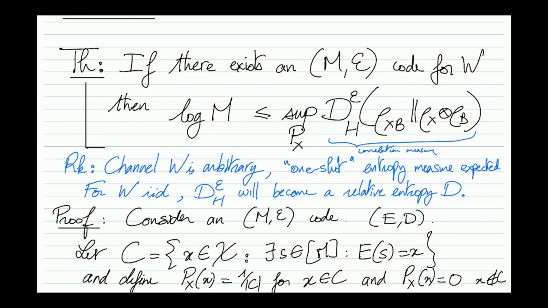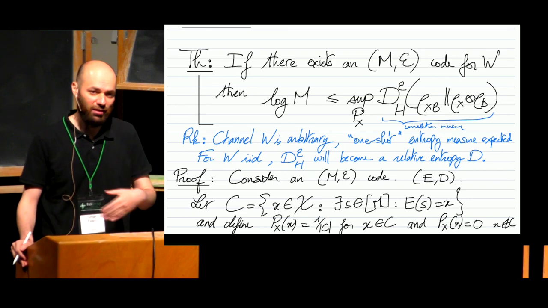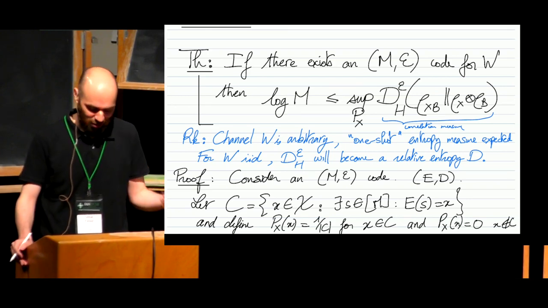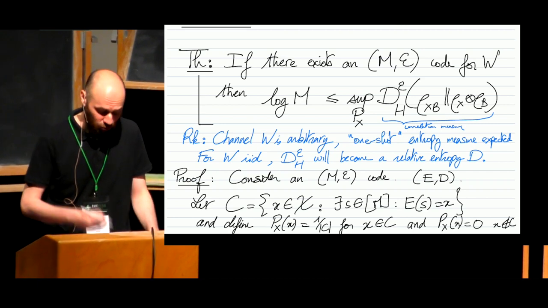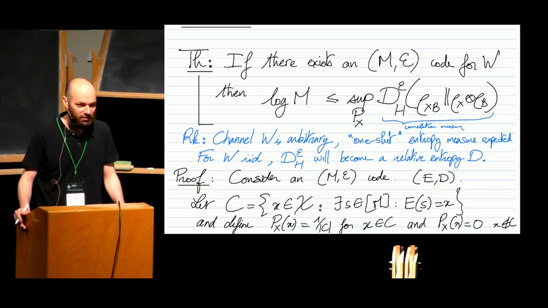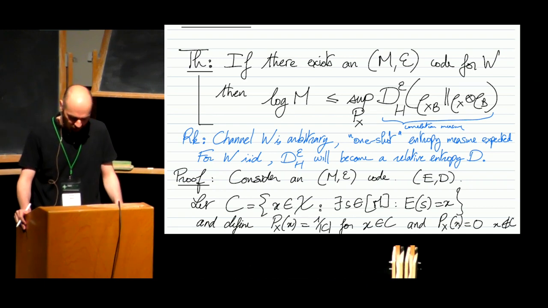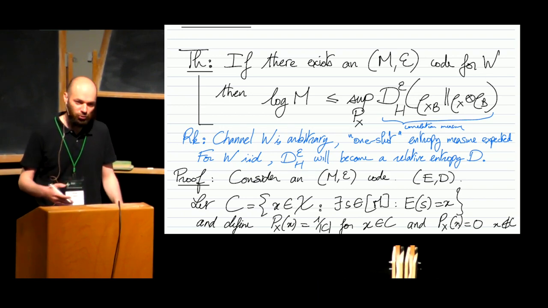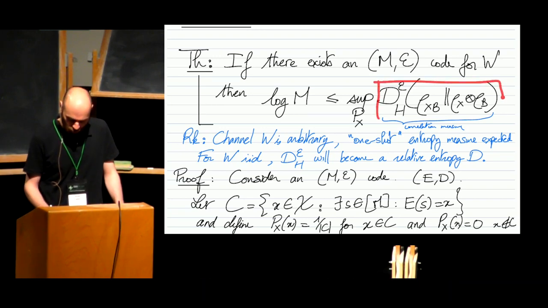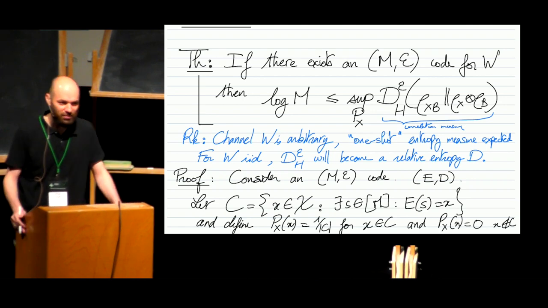Just a comment I wanted to make is that notice we're in what is sometimes called the one-shot setting, where the channel W is completely arbitrary. So it's natural to characterize how well we can do in terms of what I called one-shot entropies, and not the usual von Neumann entropies that you might be more used to. And we'll see, and this should now be natural, that when we take W to be IID, this one-shot relative entropy will converge to the usual quantum relative entropy.